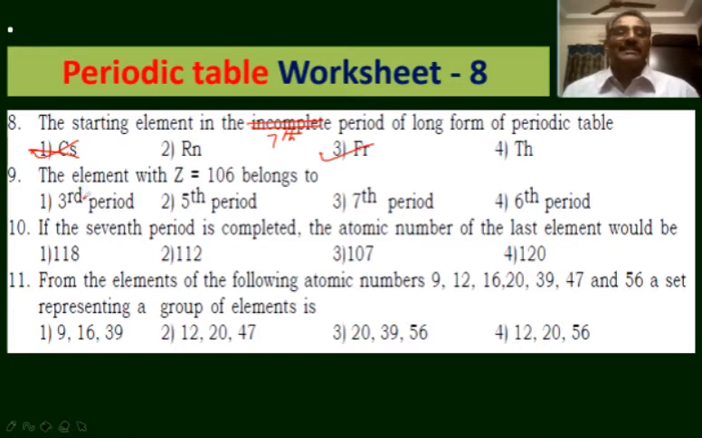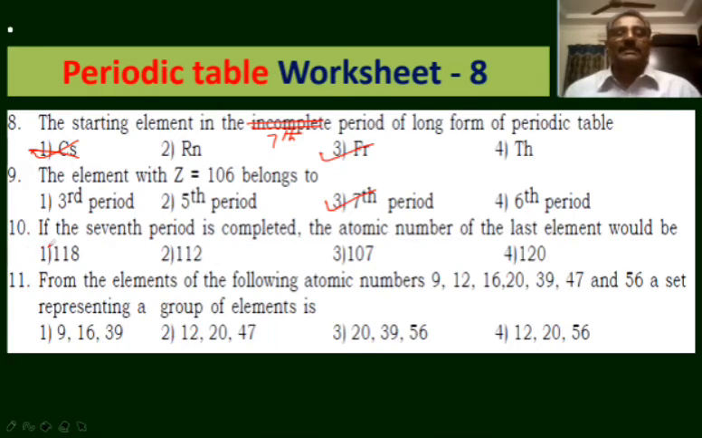Next, ninth question. The element with Z is equal to 106 belongs to, you know that the actinides, that is with atomic number 90 to 103, belong to 7th period. The 7th period is not completed with the actinides. The next few elements discovered till 118 atomic number also belong to the same period. So the element with Z is equal to 106 belongs to 7th period in the periodic table. So third option is the right option.